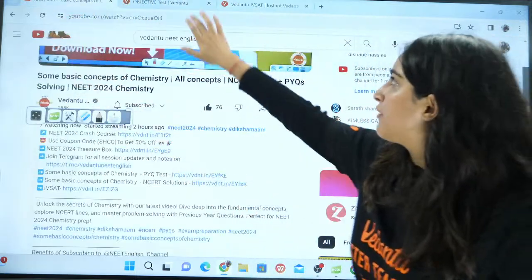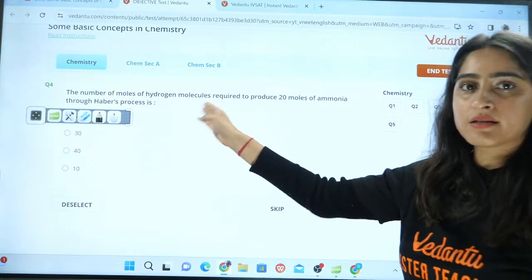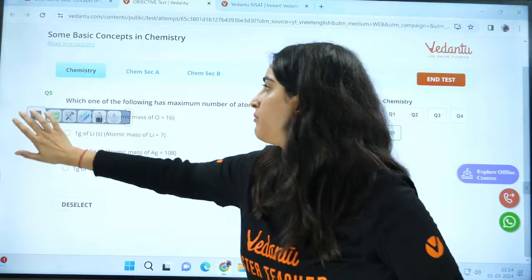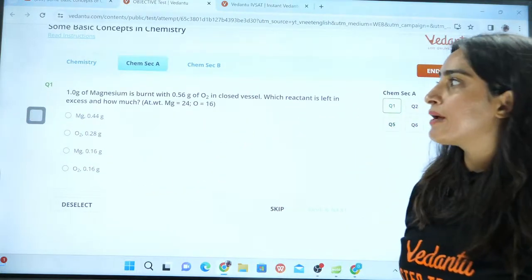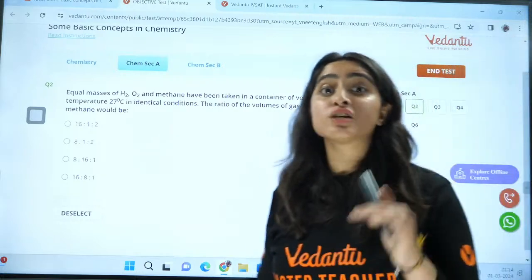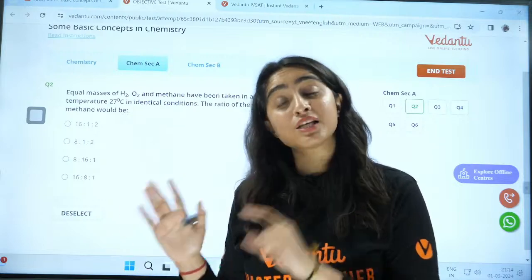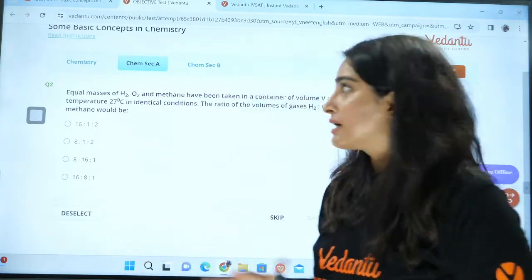Next, bacha, for example, the number of hydrogen moles required in this limiting reagent, and which of the following has the maximum and minimum number of atoms. All these are PYQs. And as you have just done the revision of some basic concepts of chemistry, the best part will be to give the PYQs test straight away.